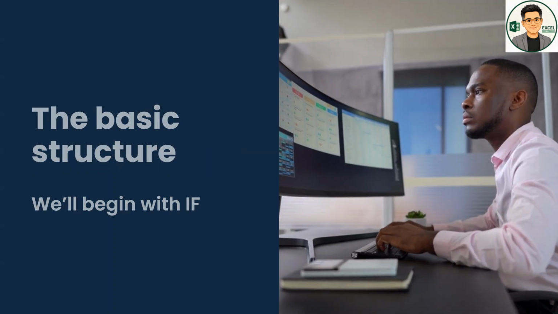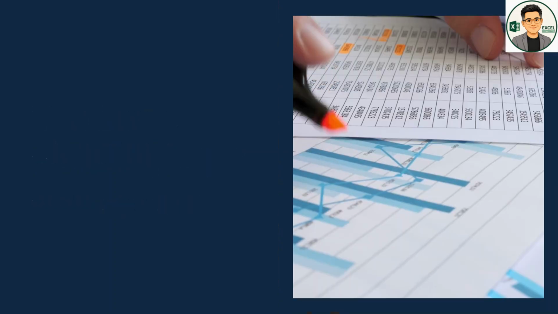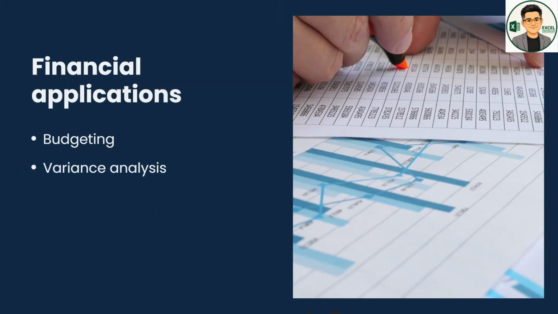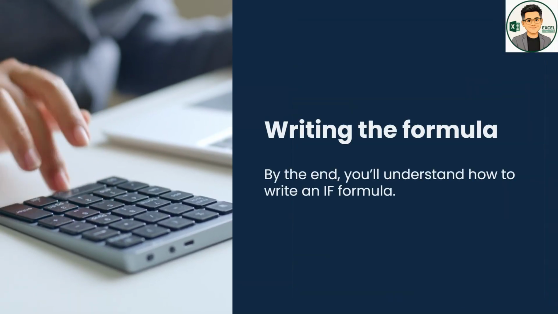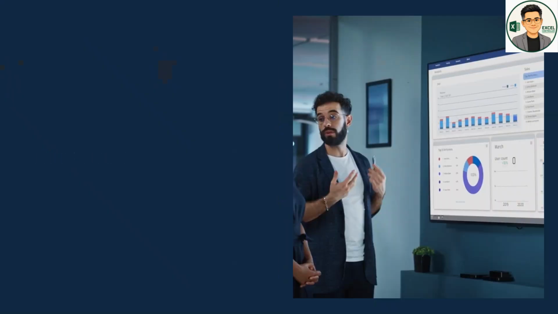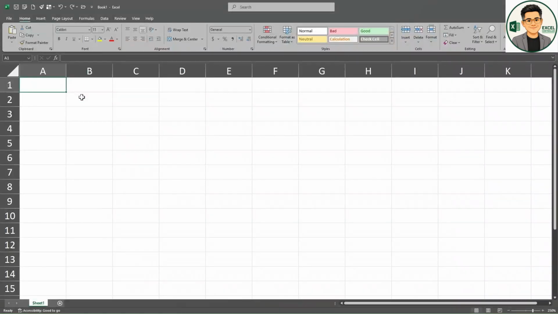Today we'll start with the basic IF function, then apply it to real financial examples. We'll use budgeting, variance analysis, revenue tracking, payroll, reconciliations, and operational reporting. By the end of the lesson, you should understand not only how to write a formula, but also when to use one and how to check that the logic is actually correct. Let's start with the basic structure of an IF function.